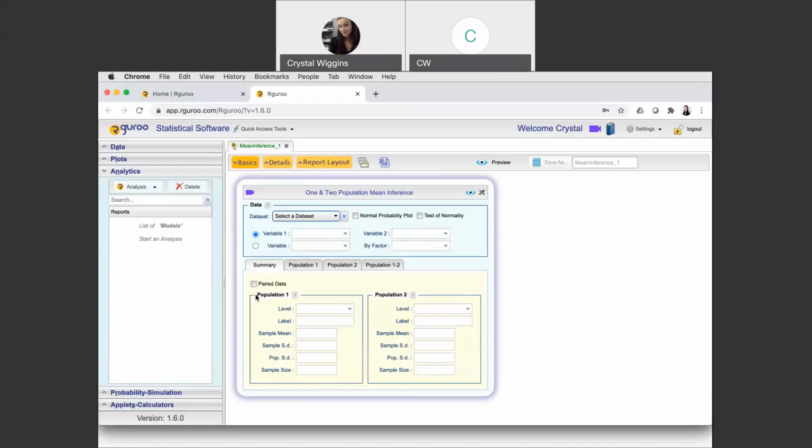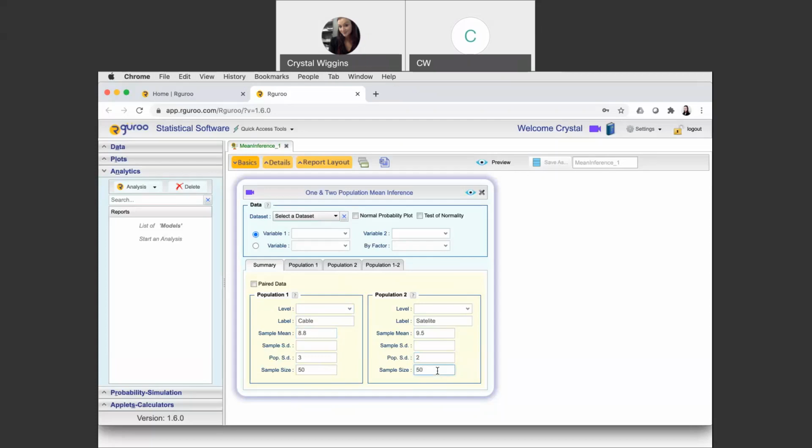So what we want to do is put a label for the first population, and let's label the first population cable. The sample mean was 8.8 minutes. The sample standard deviation was not calculated. We have a population standard deviation and a sample size of 50. The second population came from satellite. The sample mean was 9.5 minutes. The sample standard deviation was not calculated, but we know the population standard deviation was 2, and the sample size is 50.